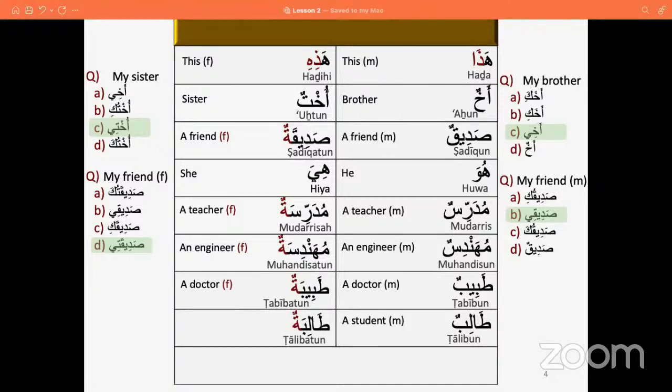Talibun, talibatun, a female student. Okay.